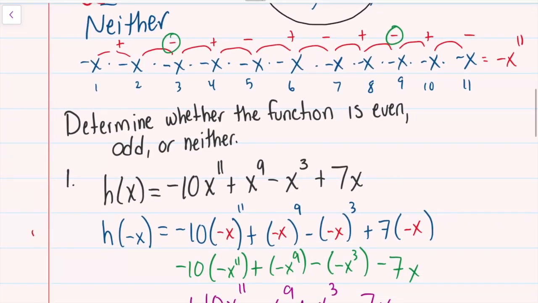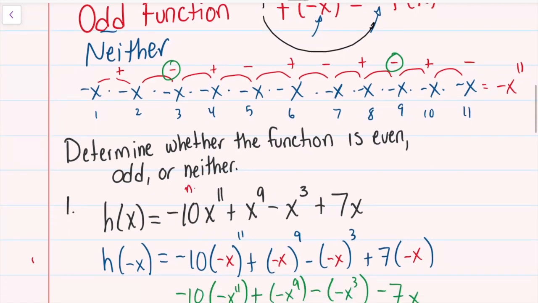So let's look at the original, guys. This one originally is a negative 10, so this is negative. This is originally a positive, so that's a positive. That's a negative term. That's a positive term.